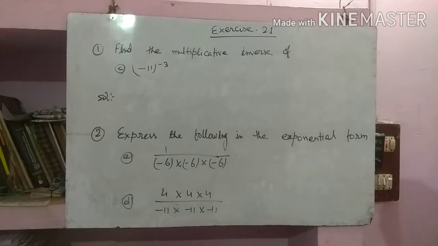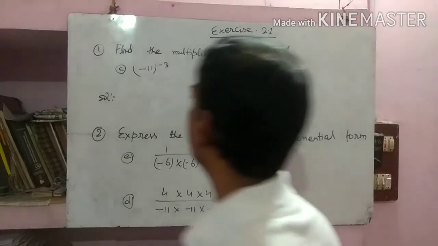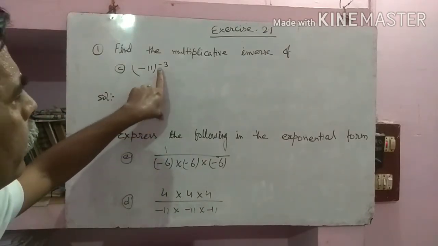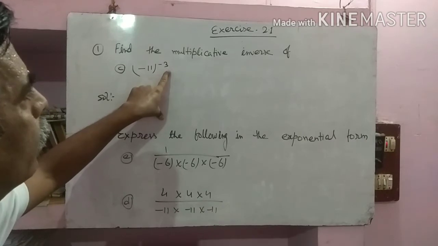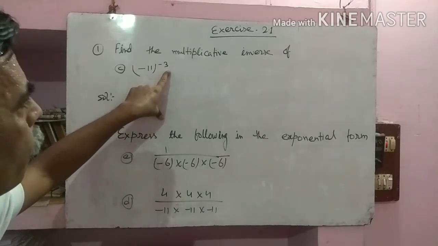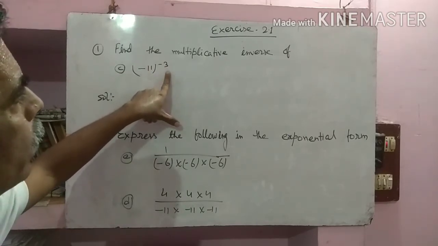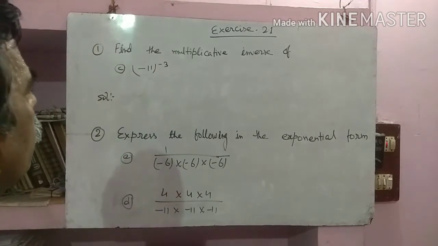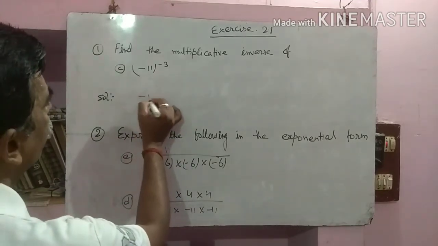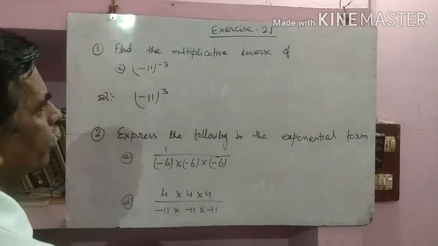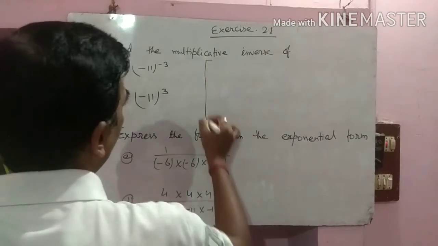Okay, now we'll discuss some question answers of exercise 2.1, which is based on the laws of exponents. As the question is given, find the multiplicative inverse of (−11) raised to the power −3. It means we have to find the number which, if we multiply it with that, the result will be 1. So you can easily write that one. The number is (−11) to the power 3. Okay. How does it happen? Look.